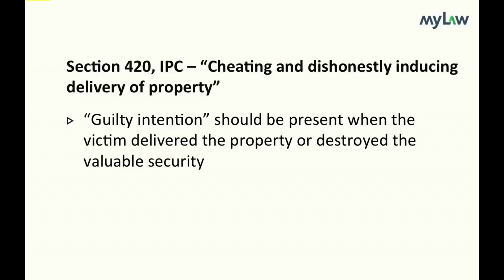The offence of cheating and dishonestly inducing delivery of property is defined in section 420 of the IPC. The essential ingredients of this offence are: A. Cheating of a person. B. Dishonestly inducing that person to 1. Deliver property to any person, or 2. Make, alter, or destroy whole or any part of a valuable security or anything which is signed or sealed and capable of being converted into a valuable security.